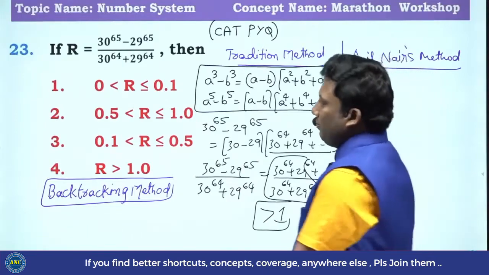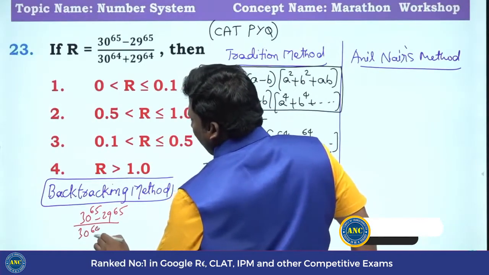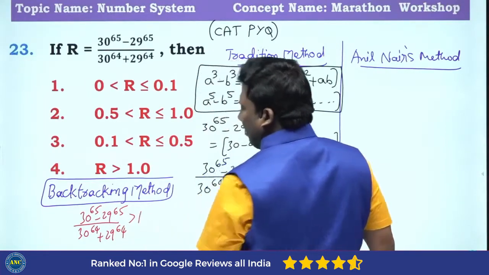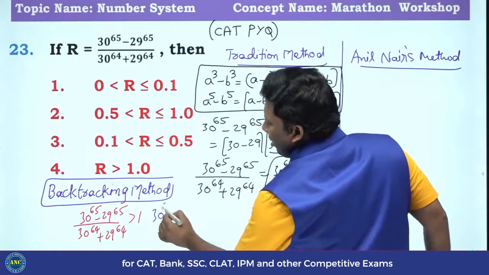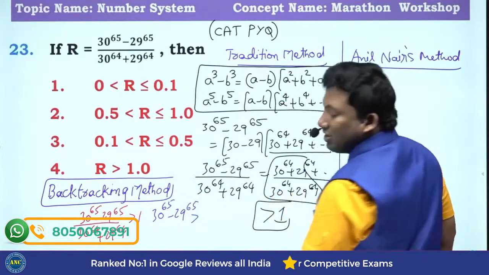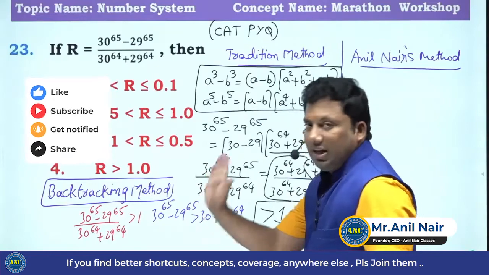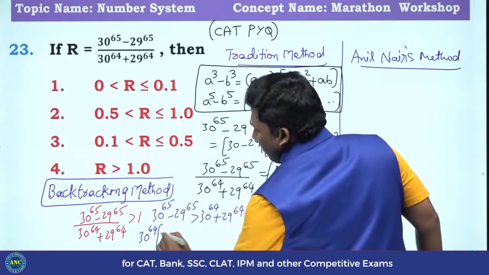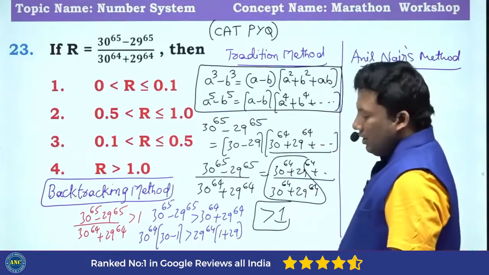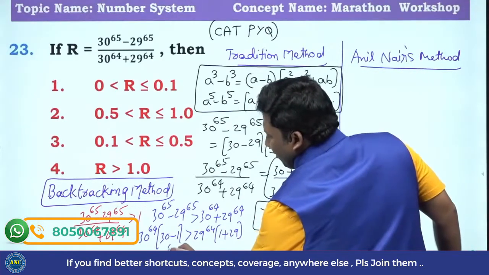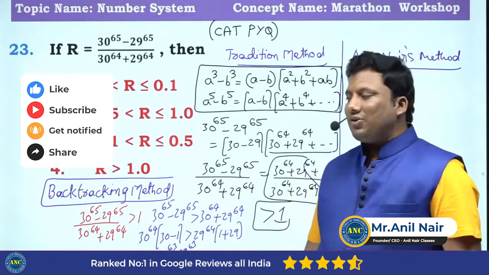Now let me do the backtracking method. 30 power 65 minus 29 power 65 divided by 30 power 64 plus 29 power 64. If I assume that the fourth option is right, that it is greater than 1, cross multiply, this will become 30 power 65 minus 29 power 65 greater than 30 power 64 plus 29 power 64. If I take 30 power 64 to the left-hand side, it is 30 power 64 into 30 minus 1. Taking 29 power 64 to the left, it is 1 plus 29. So 1 plus 29 is 30. So 30 power 63 is greater than 29 power 63. Definitely 30 power 63 is greater than 29 power 63.